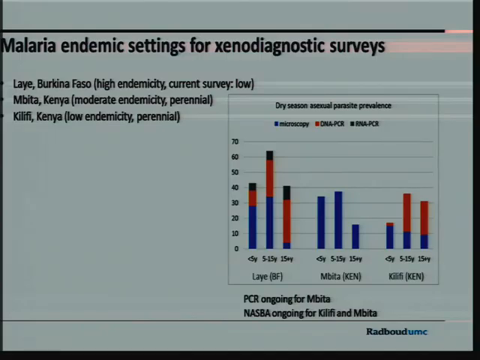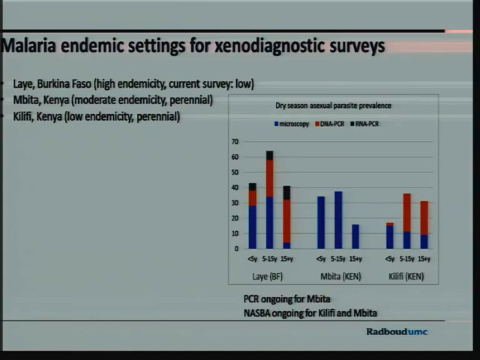We haven't done all the molecular work yet, but in blue is the parasite prevalence, as Chris said, peaking in the school-age children. But if you do a DNA-based method, you see quite a lot of infections being added to that, and RNA also adds a few more.